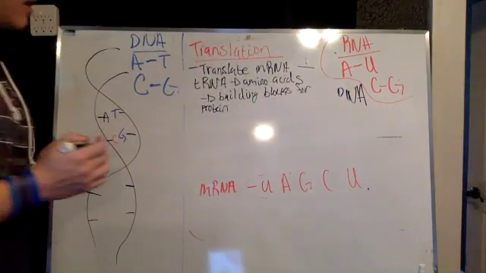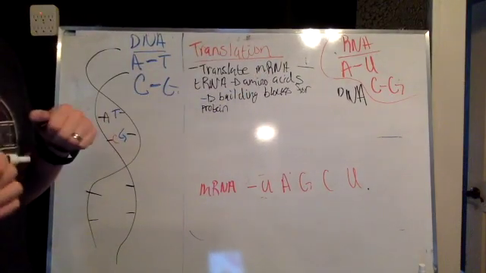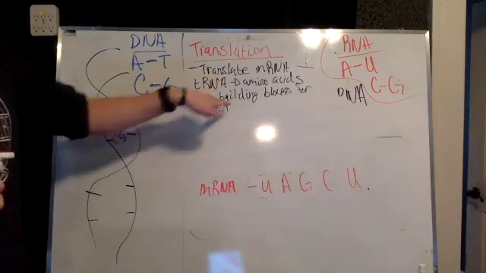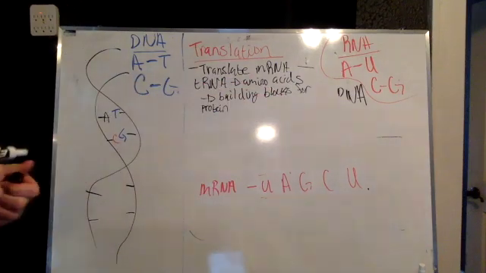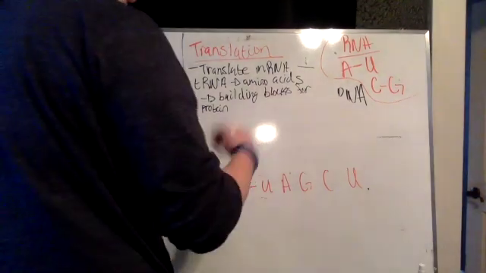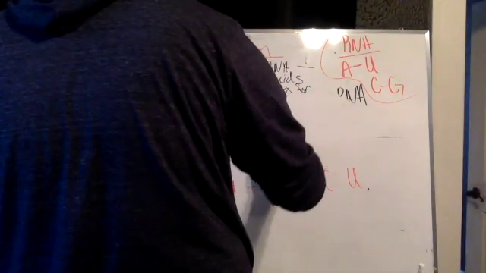Okay, so this is what's going to happen. We're going to translate mRNA into tRNA. tRNA is going to bring amino acids. Why? Because they're the building blocks for protein. Okay, now I'm going to show you in a drawing here. Now tRNA I'm going to draw in black. Well, because I can.